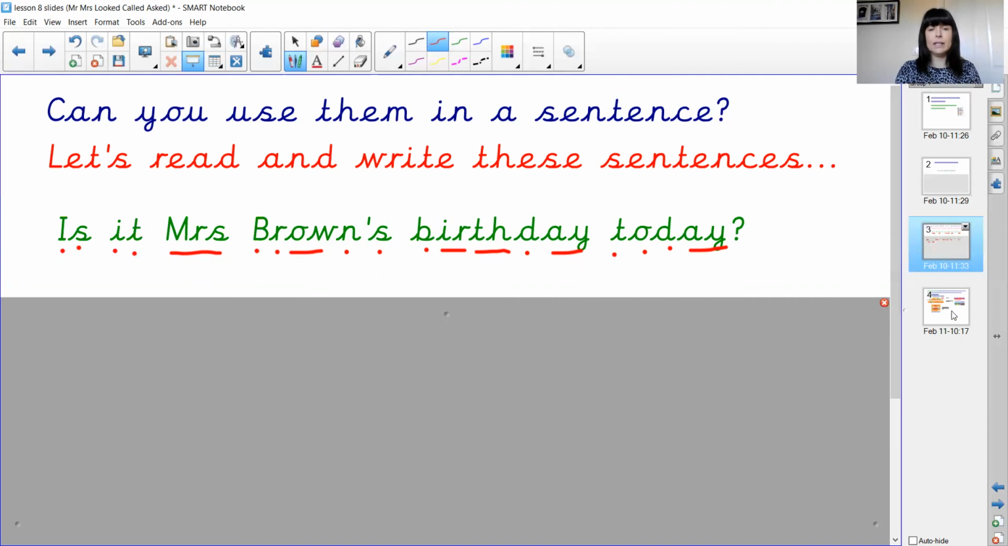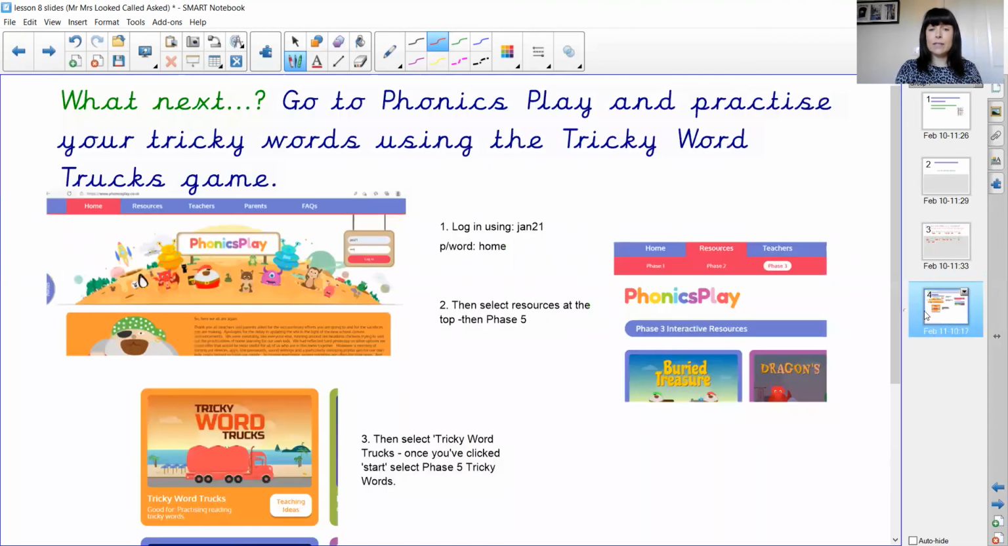I'm sure you did. Now, to end for today's lesson, to practice a little bit more of our tricky words at home, you can log on to Phonics Play using these login details. Go to the Phase 5 resources, and there you will find the Tricky Word Trucks flashcards. So it takes you through all of those words that we've looked at today and recaps on some others and maybe some that you haven't looked at yet, but have a go at reading them. See if you can test yourself and get quicker at reading those tricky words.